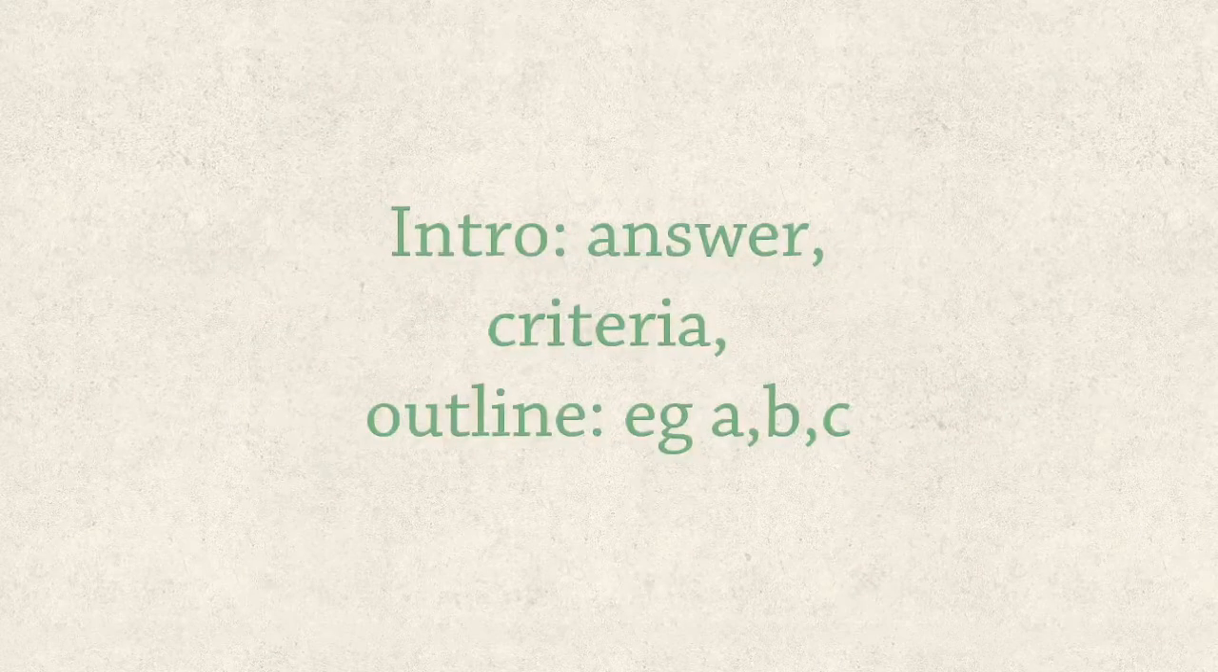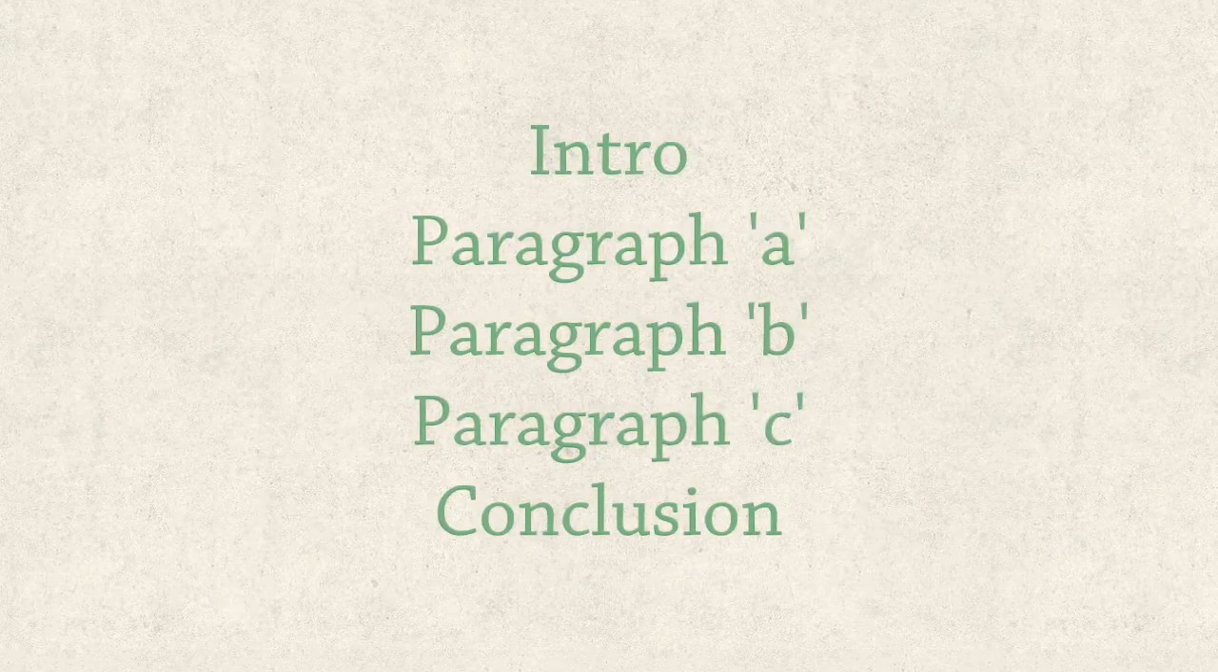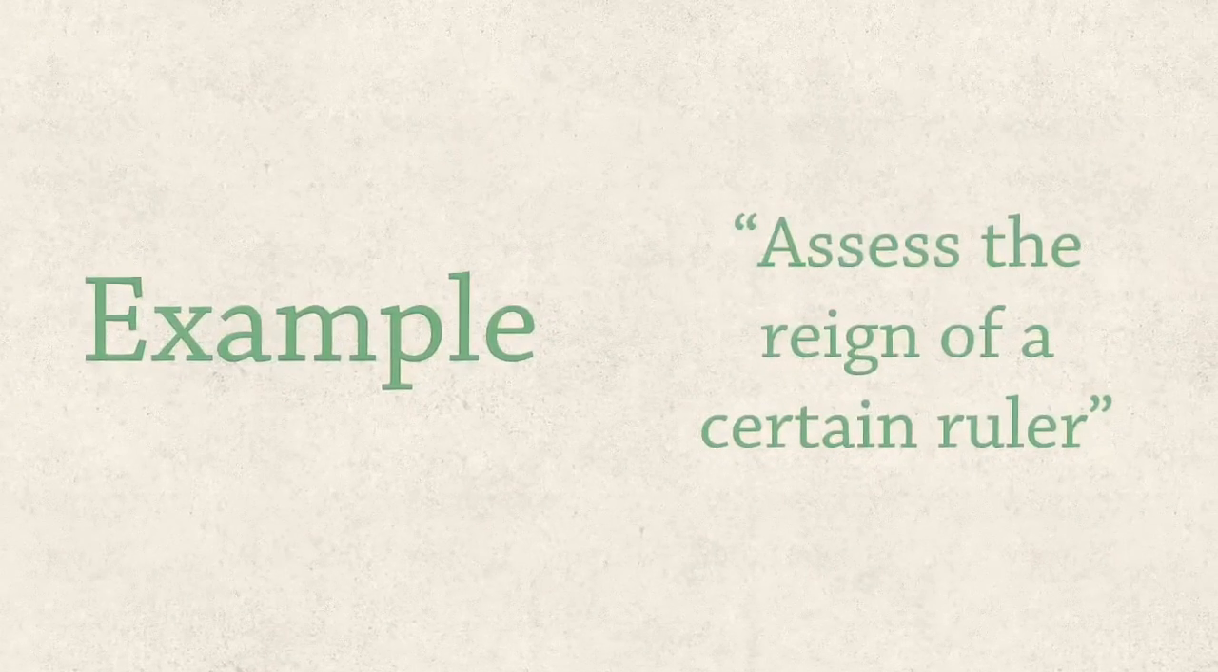Basically, the introduction should be structured with an answer, followed by the criteria used to get that answer, and then an outline with examples A, B, and C. Stepping back from the introduction and looking at the essay structure as a whole, you'd find intro, then a paragraph for each of those examples, followed by a conclusion. The example I used was assess the reign of a certain ruler. I'll use this example for paragraphs as well.